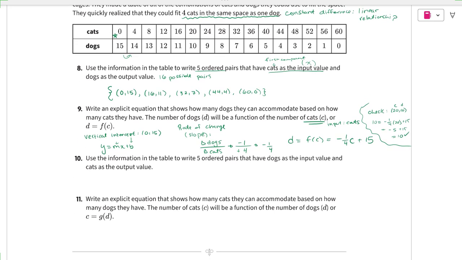All right, let's go down. Number 10 says, use the information table to write 5 ordered pairs, this time that have dogs as the input value and cats as the output. So it doesn't change the pairings, but it changes what the first component is. So dogs is the first component.